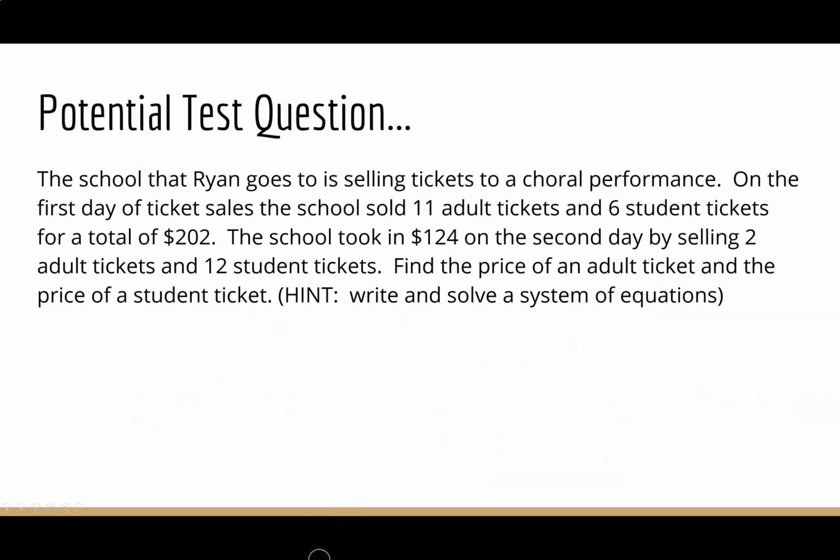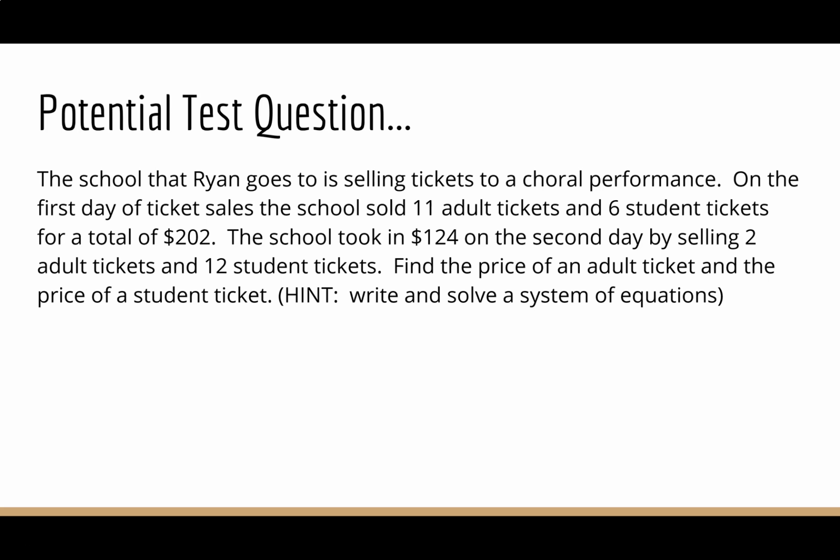So, potential test question. The school that Ryan goes to is selling tickets to a choral performance. On the first day of ticket sales, the school sold 11 adult tickets and 6 student tickets for a total of $202. The school took in $124 on the second day by selling 2 adult tickets and 12 student tickets. Find the price of an adult ticket and the price of a student ticket.